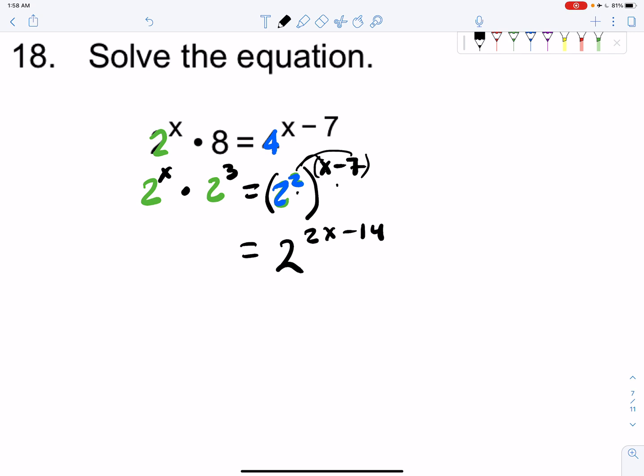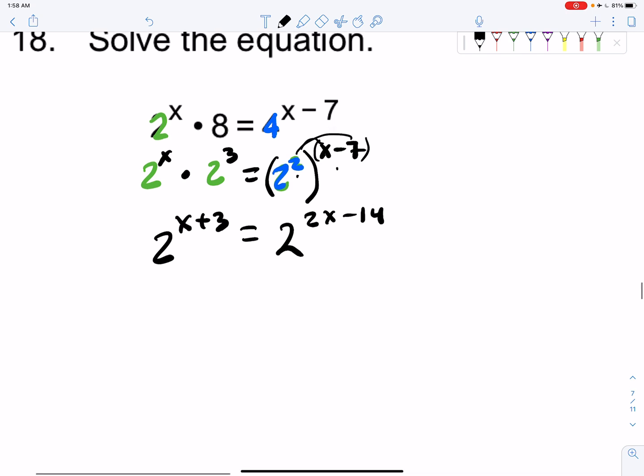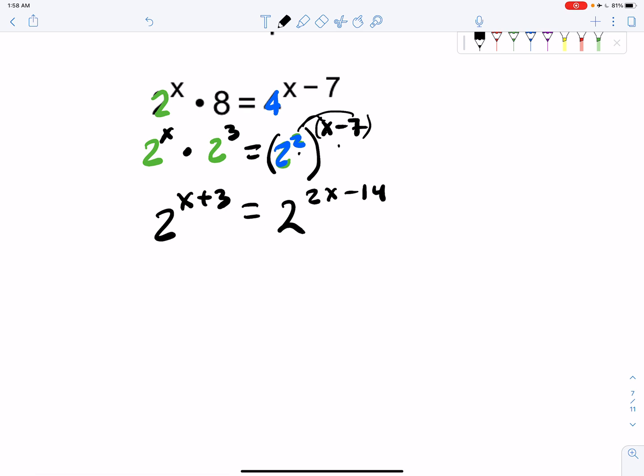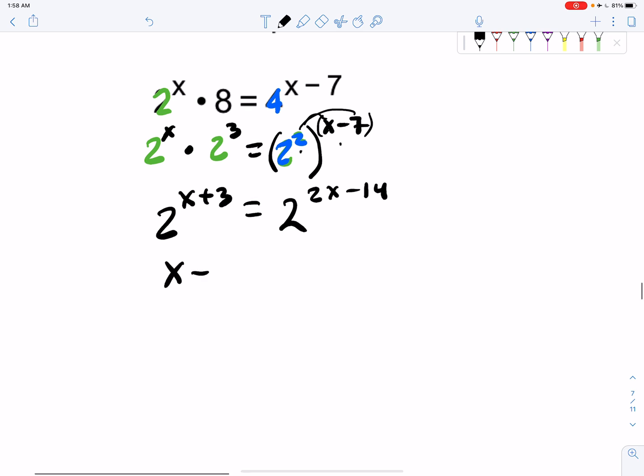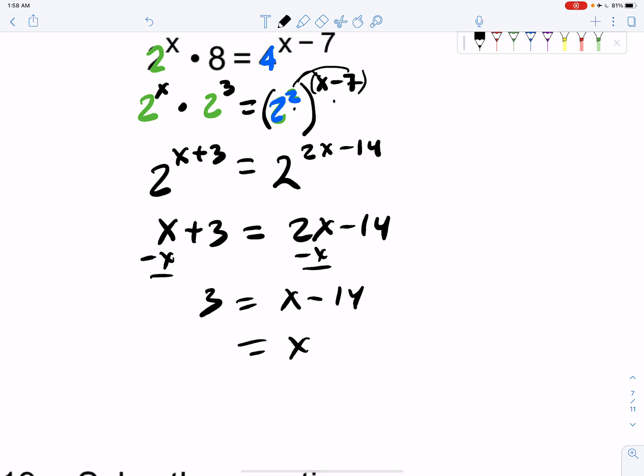And on the left, when you're multiplying two numbers with the same base, what do you do with the exponent? You just add them, so that's x plus 3. Okay, the bases are the same, so now we can set the exponents equal to each other. So we've got x plus 3 equals 2x minus 14. So I'm just going to subtract x, which gives me 3 equals x minus 14. Add 14 to both sides, and I get 17.